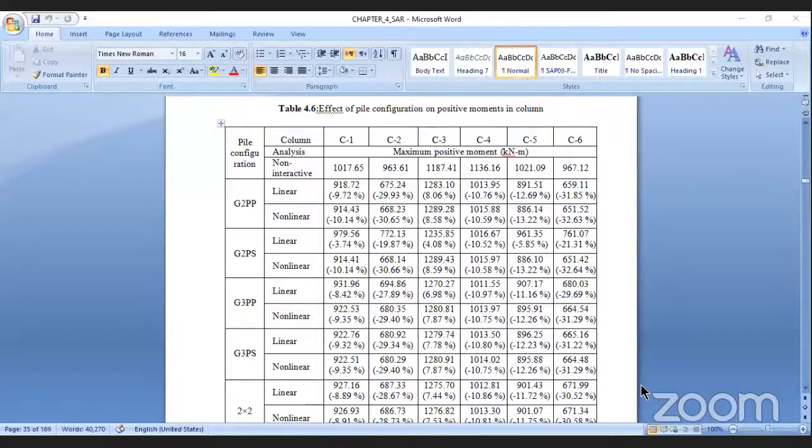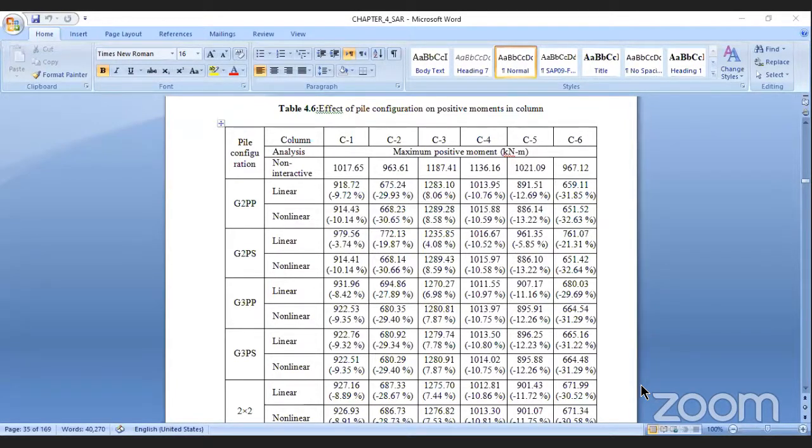Excuse me, sir. Did you share the table? Actually, it's not visible. I'm sharing. I'm just opening the file. Okay, sir, I thought you had shared it. This is the moments in column. Okay, I will share it now. Yeah, are you able to see now? Yes, sir, I can see.